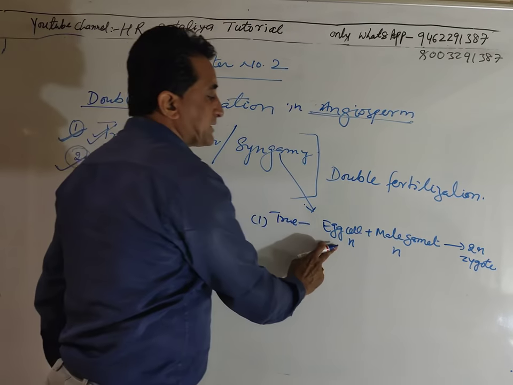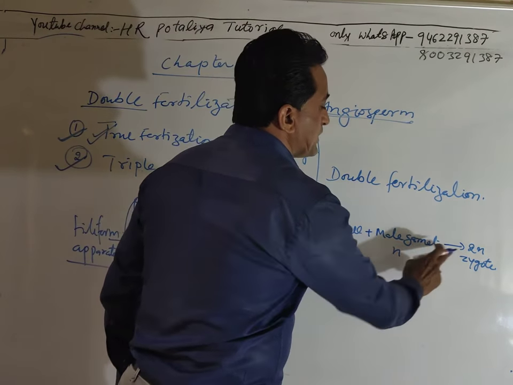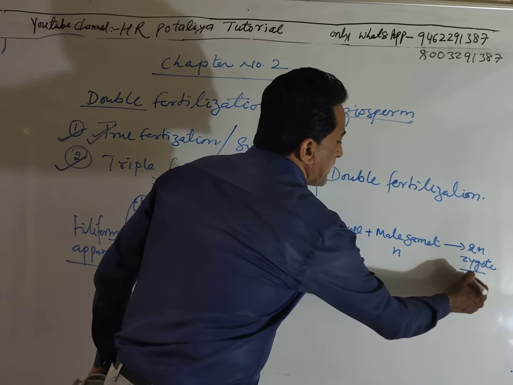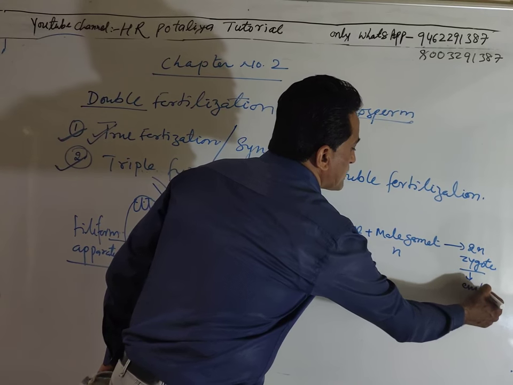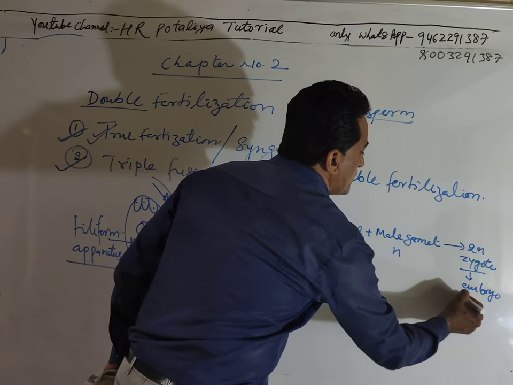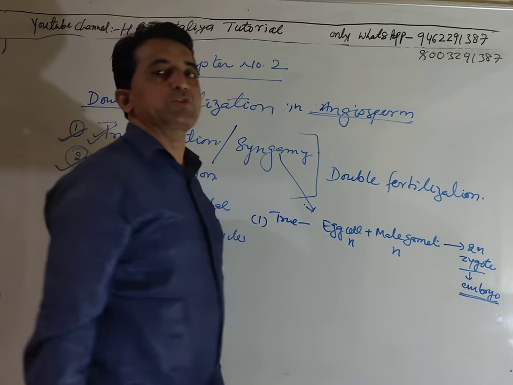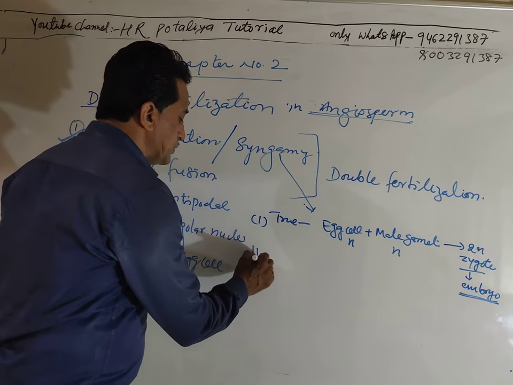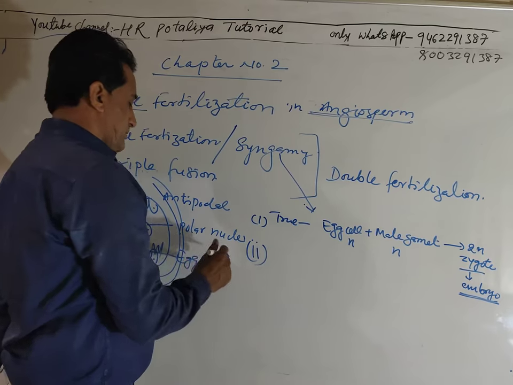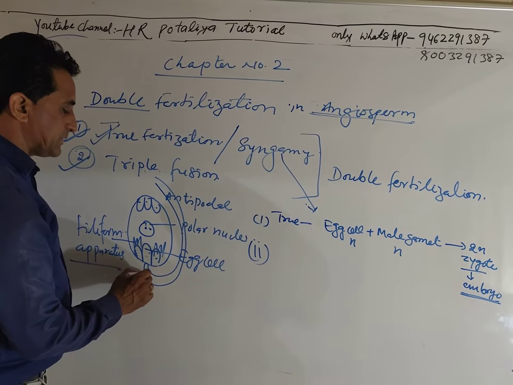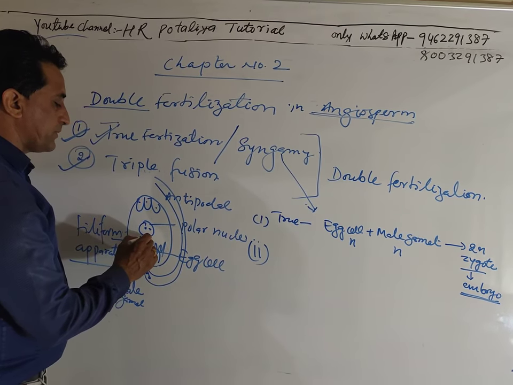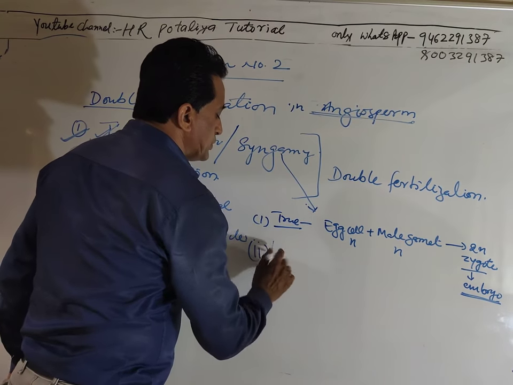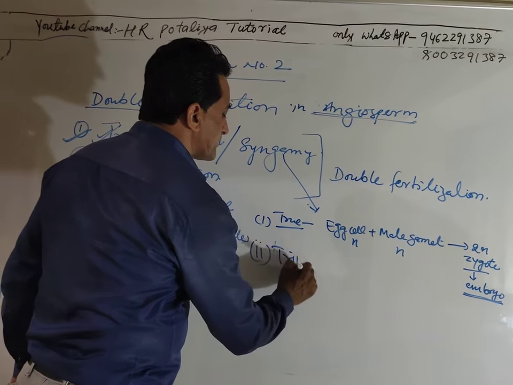Egg cell N stage, male gamete N stage, and they form the 2N cell, known as the zygote. In the next division, the zygote changes into the embryo, and the embryo is the next progeny or the future part. Number 2 is the triple fusion. The second male nucleus is transferred to the middle region.